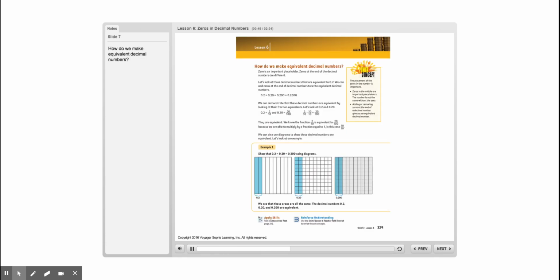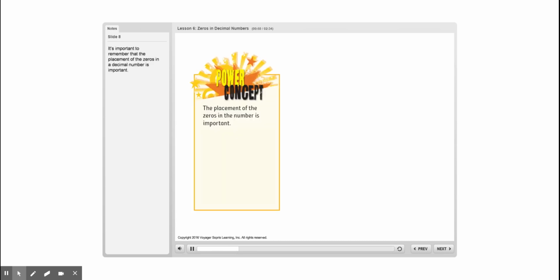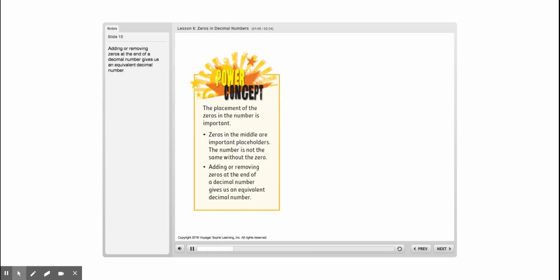How do we make equivalent decimal numbers? It's important to remember that the placement of the zeros in a decimal number is important. Zeros in the middle after the decimal point are placeholders. The number is not the same without these zeros. Adding or removing zeros at the end of a decimal number gives us an equivalent decimal number.